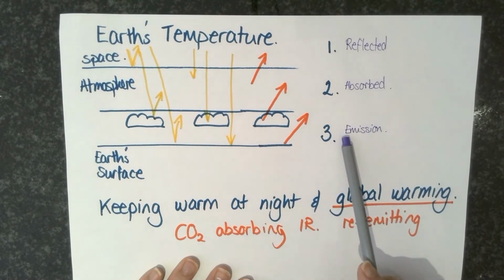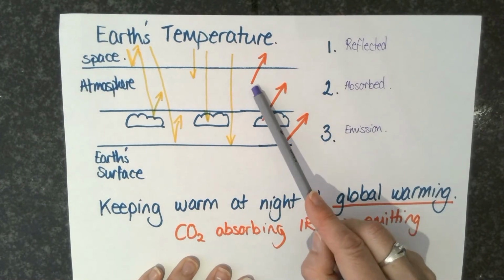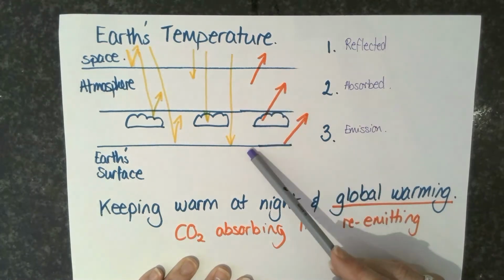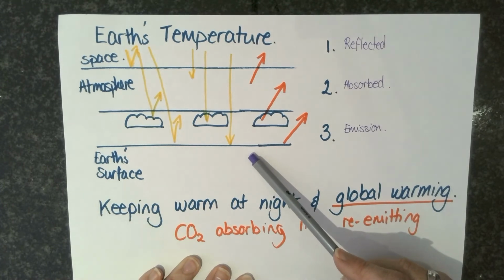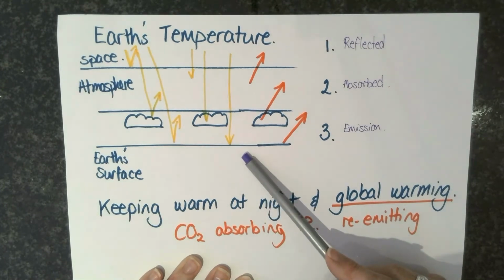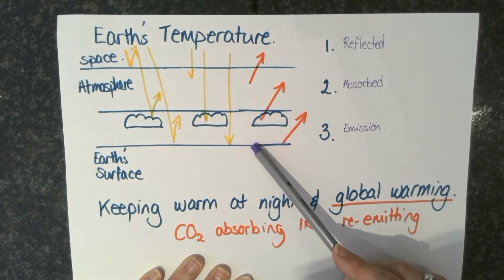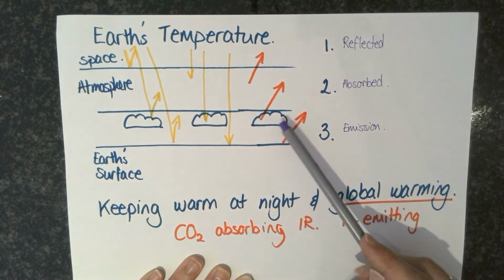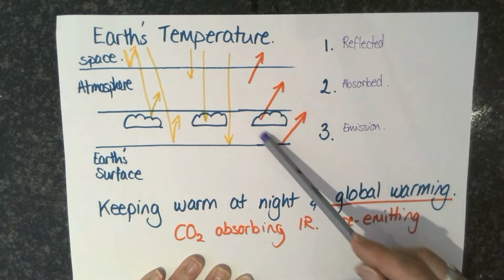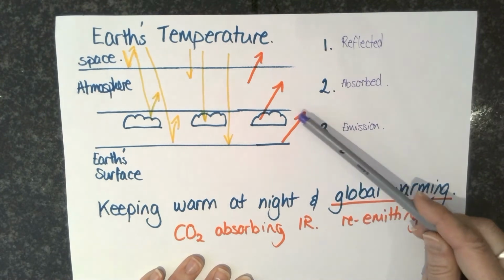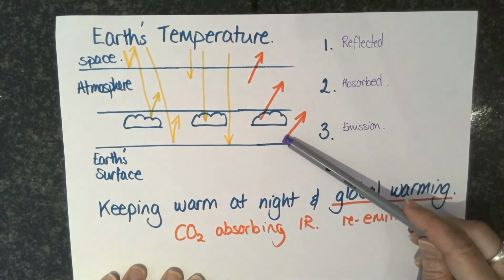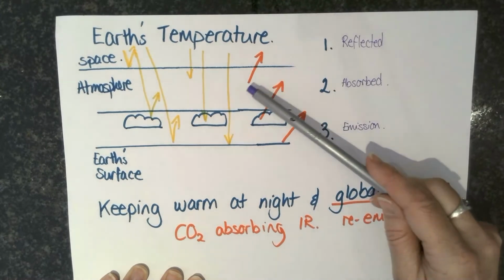Then we get emission. Now I've used a different colour here to show the wavelength of emission. If you were to compare the temperature of the sun's surface with the temperature of the Earth, I think you would agree that the Earth's surface is quite a lot colder. So that means that the infrared radiation that is being re-emitted from the Earth, from the clouds and from the atmosphere has a much longer wavelength. And this is then emitted from the Earth. So this would be being lost from the Earth's surface.